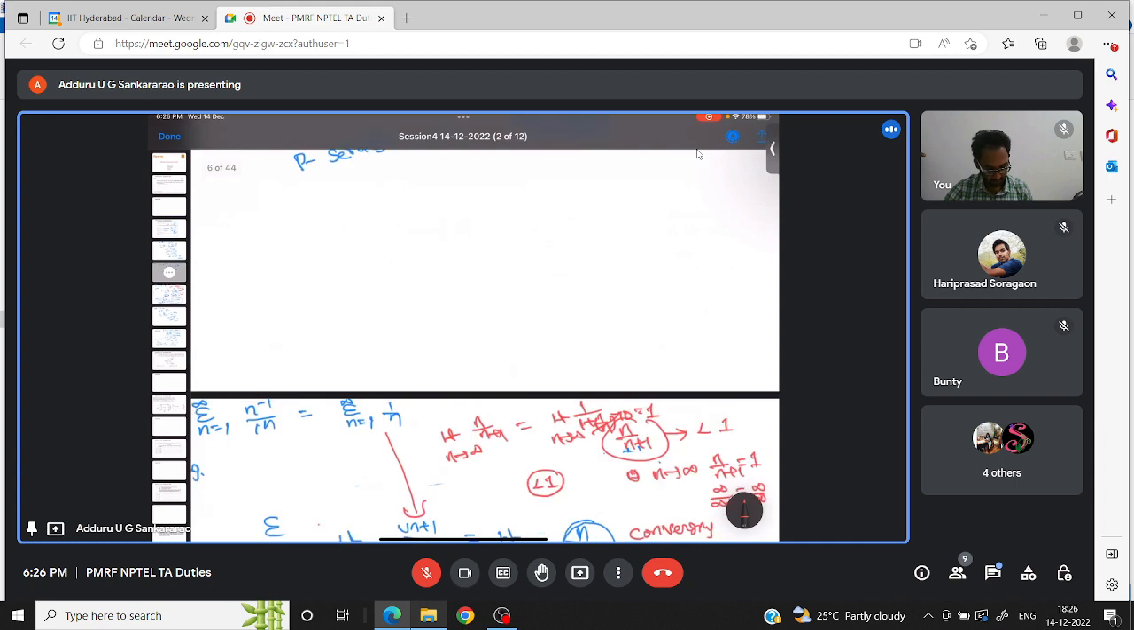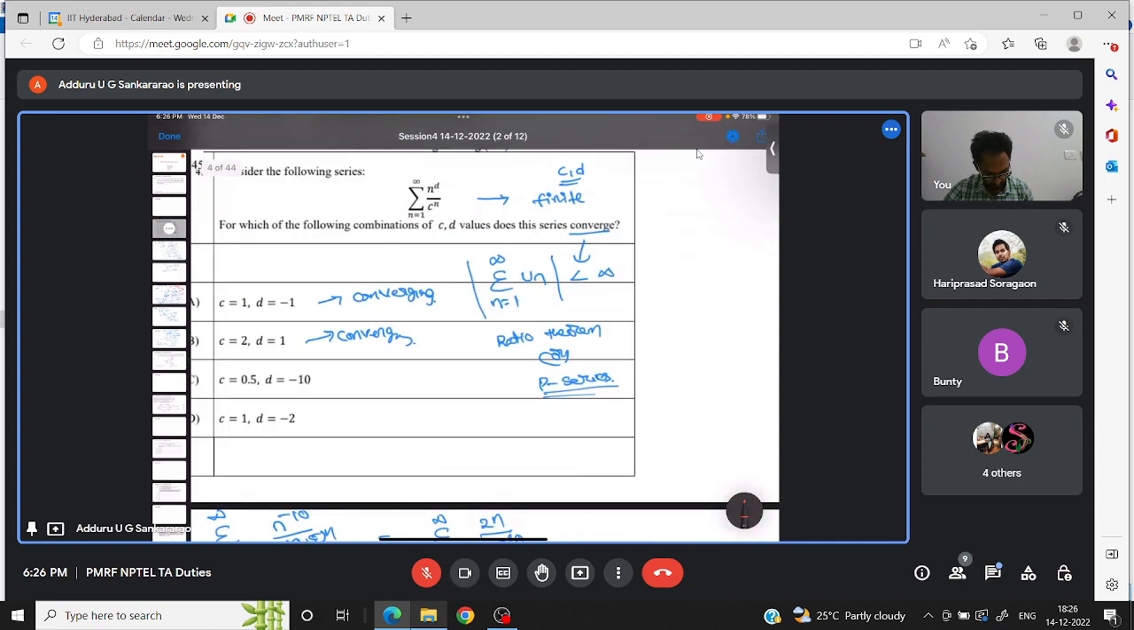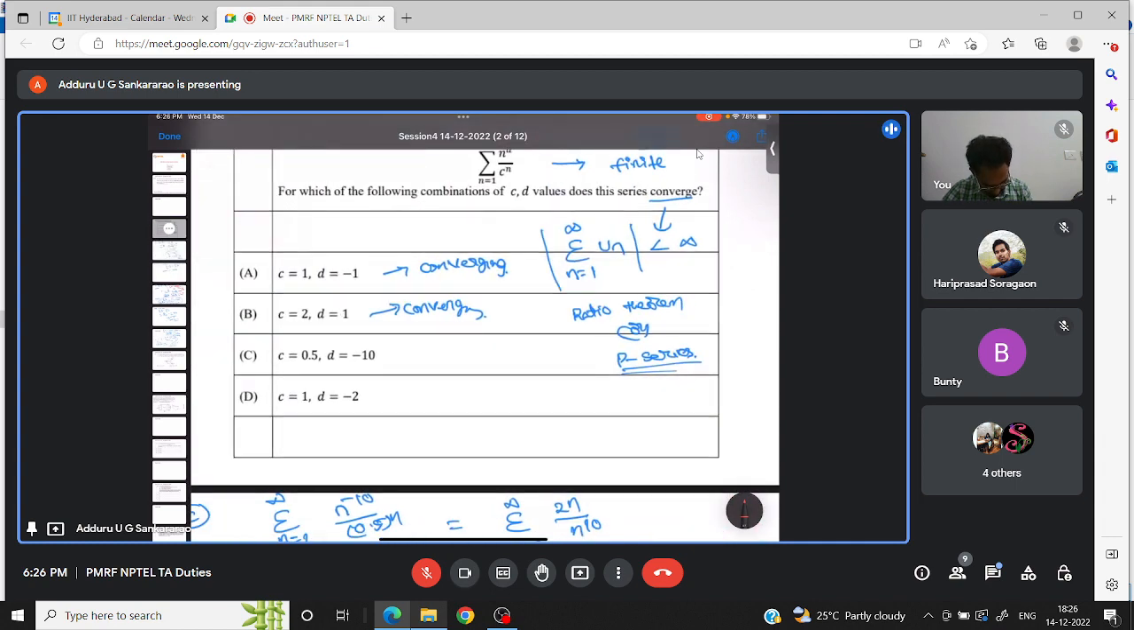So sorry, then the first option is diverging. The second option is converging. The third option is also diverging. And the fourth option is converging. Option B and D are converging.